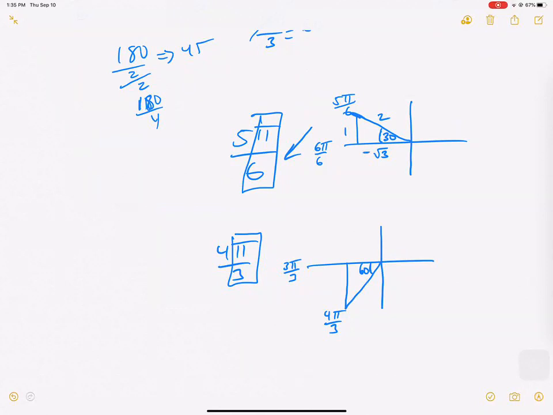Let's look at the next one. Okay, I see 60 degrees. What side goes next to the 60? That's going to be a 1, 2 the hypotenuse, square root of 3. Since this is going left and down, these are both negative. So now that we have all three sides, I can ask you sine, cosine, tangent, no matter what.